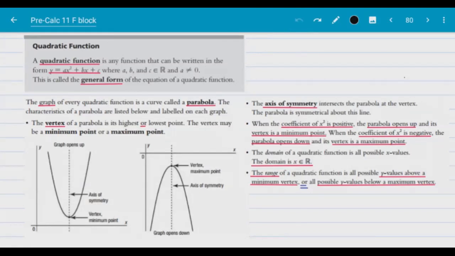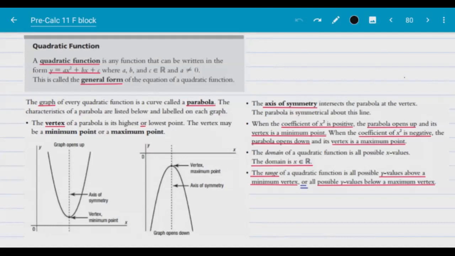When the parabola is opening up, just like what we have seen, okay? So when the parabola is opening up, you have a positive coefficient for x squared. When the parabola is opening down, you have a negative coefficient for x squared.